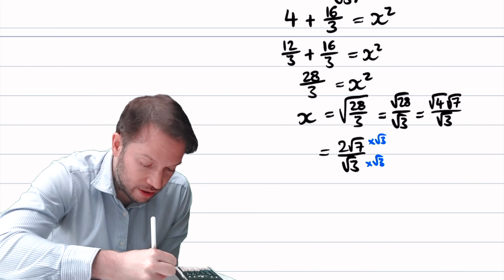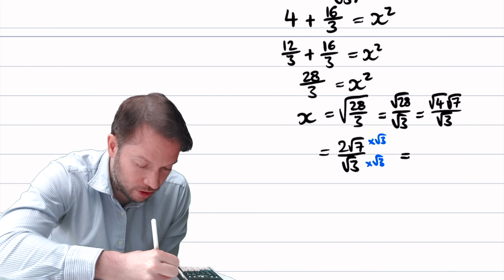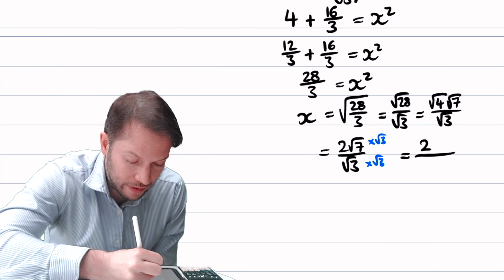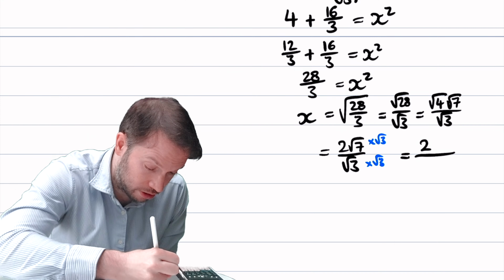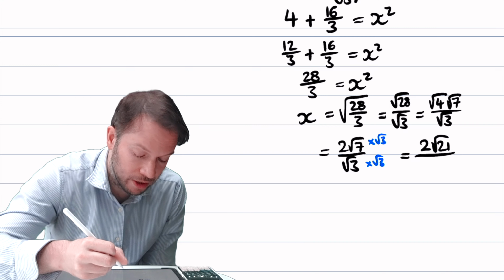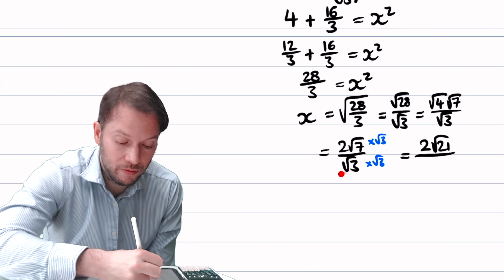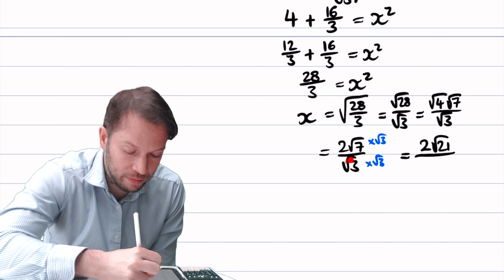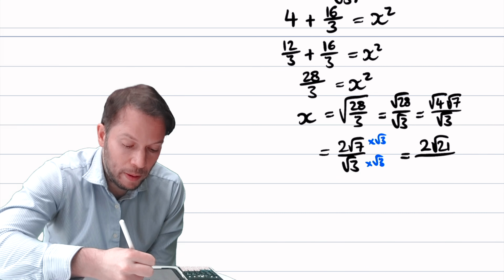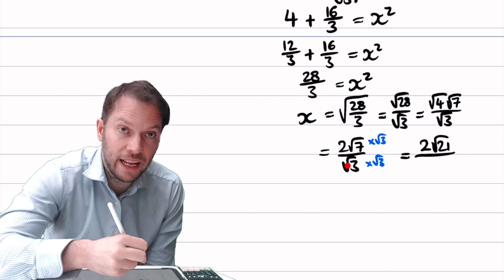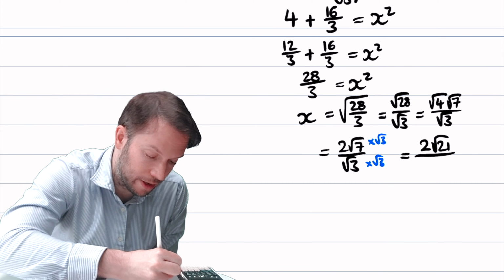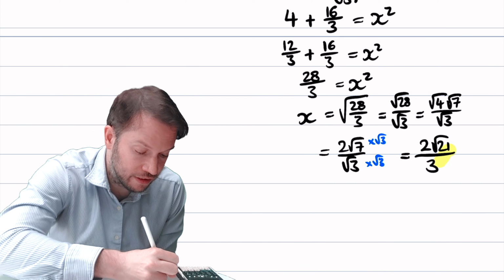So the numerator becomes, we got the 2, and then you've got the root 7 times root 3 is root 21, because 7 times 3 is 21. And then root 3 times root 3 at the bottom. Remember, when you times a surd by itself, it just cancels out the root, so you just get 3. And that is the best we can do.